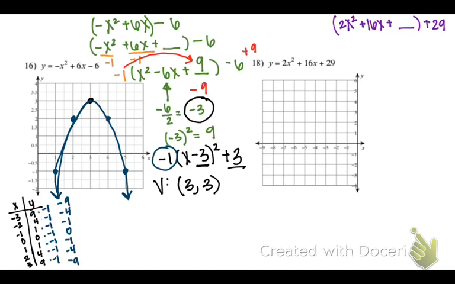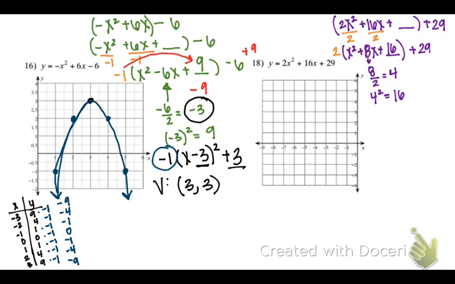But I don't want this 2 in here. I want it to just be an x, so I'm going to divide that 2 out. So that's going to be 2, and then in the parentheses, I'm left with x squared plus 8x plus some number, and then plus 29. To figure out what that number is, I'm going to take 8 divided by 2, and you get 4. And if I do 4 squared, I get 16. So this is going to be a 16 right here.